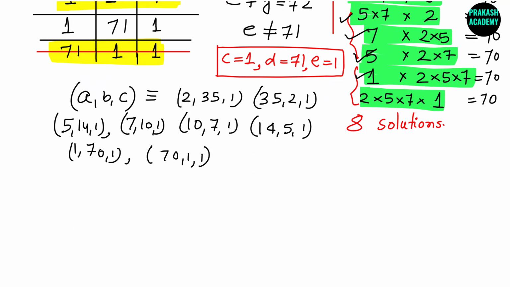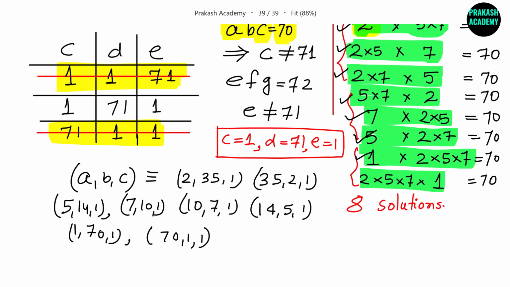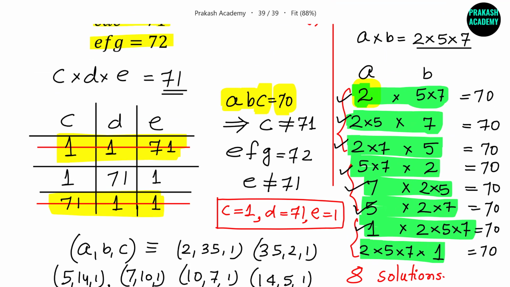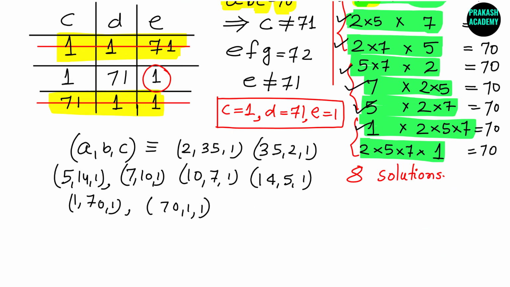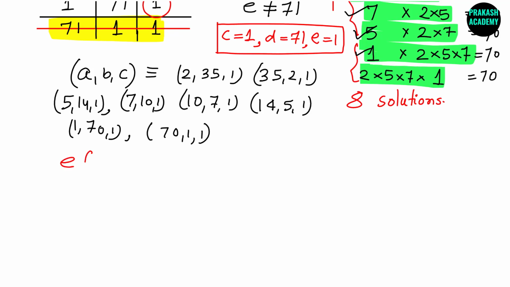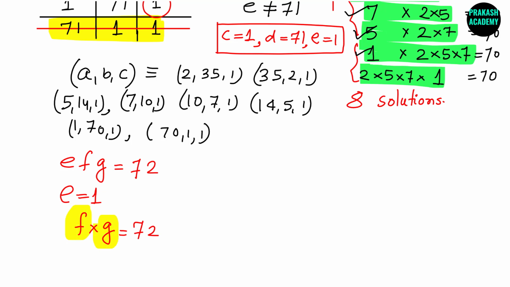Now let us find other factors or other unknowns. We have calculated E is equal to 1. Then consider this equation, EFG is equal to 72. We have already solved that E is equal to 1. This means F times G is equal to 72. So now I have to find all the factors which will result in 72, and based upon that I have to find possible values of F and G.